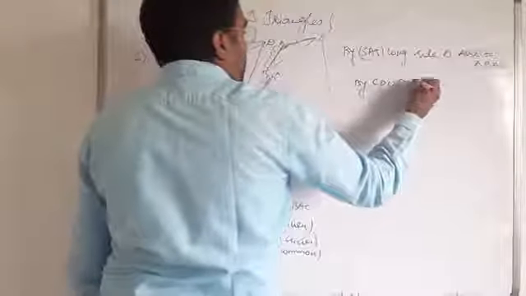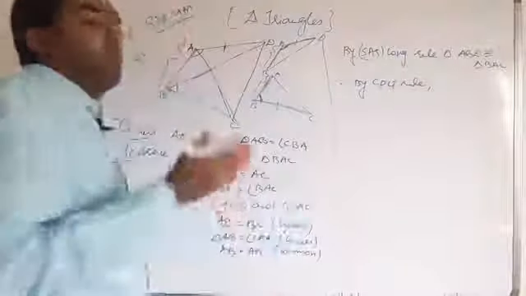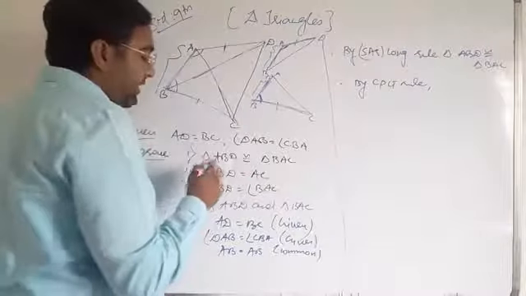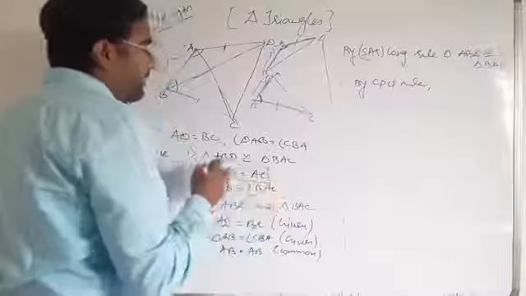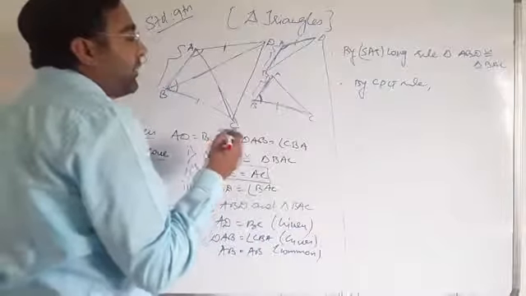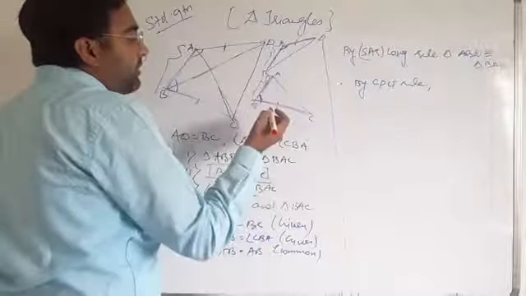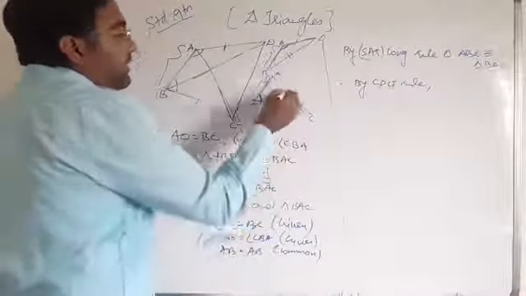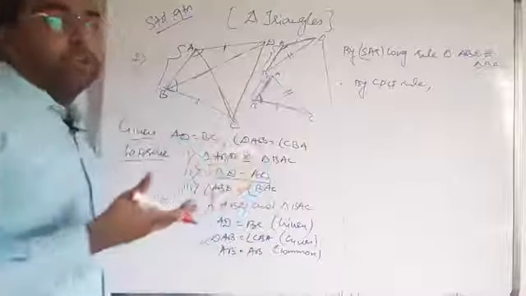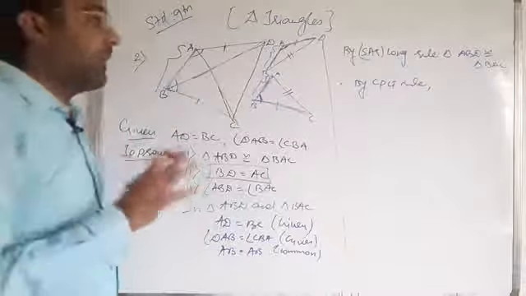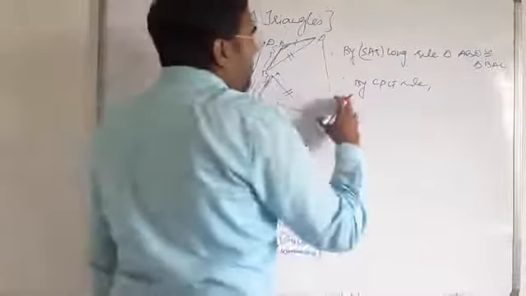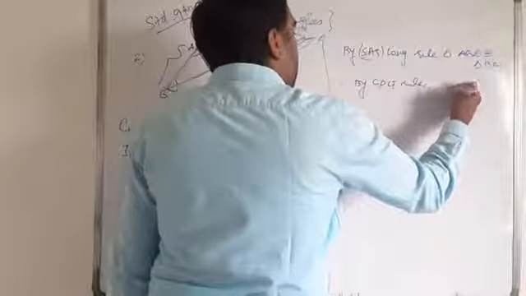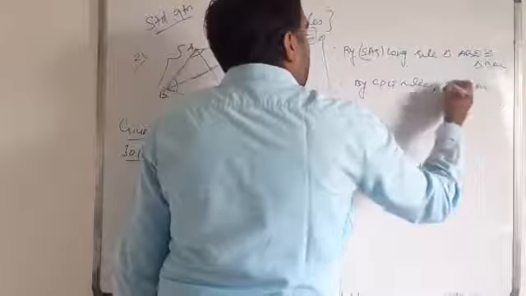by CPCT rule, the remaining sides and remaining angles are equal. We have seen that BD and AC are the remaining sides of the congruent triangles. Where is the BD? BD and AC are the remaining parts of the triangles. Therefore, by CPCT rule, BD and AC are also equal.